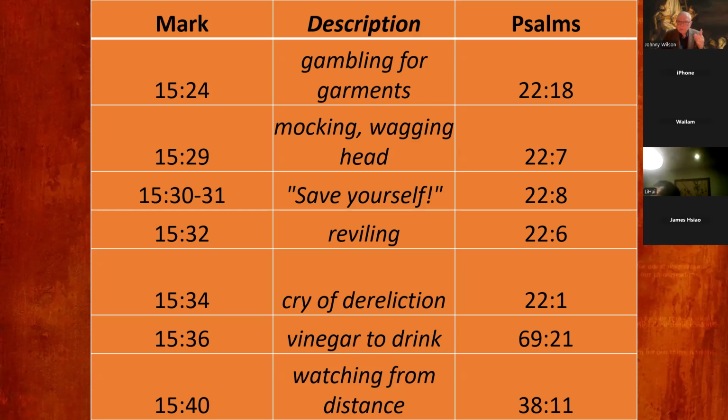because in 1524, they're gambling for his garments, just as it says they will in Psalm 22:18. In 1529, it talks about people mocking and wagging their heads, just as it does in Psalm 22:7. And in 1530 to 31, they cry out, "Save yourself," just as they do in 22:8. And in 1532, they're just reviling him, saying the foulest things they can, just as it says will happen in Psalm 22:6.